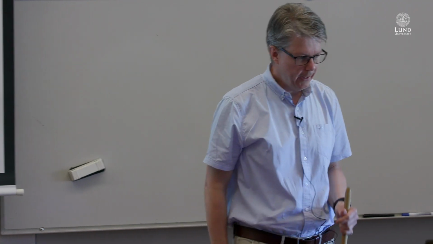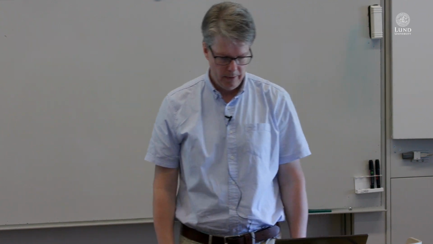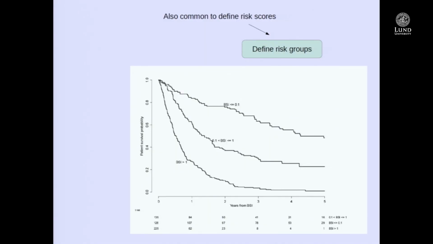So that's one thing. Another thing is to define risk groups, as I said. Here is an example of 3 risk groups. Here is a low risk group and a high risk group, if we look at the survival function for these different groups, and there's a middle one here. If I have a high risk group, and I know that you belong to the high risk group, well, then you can take measures.